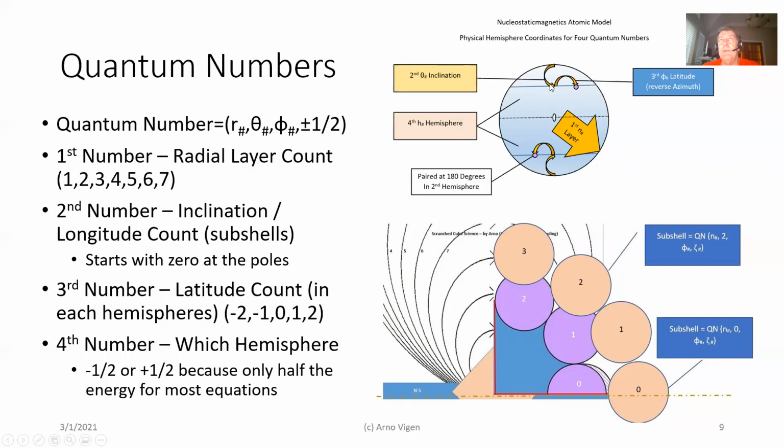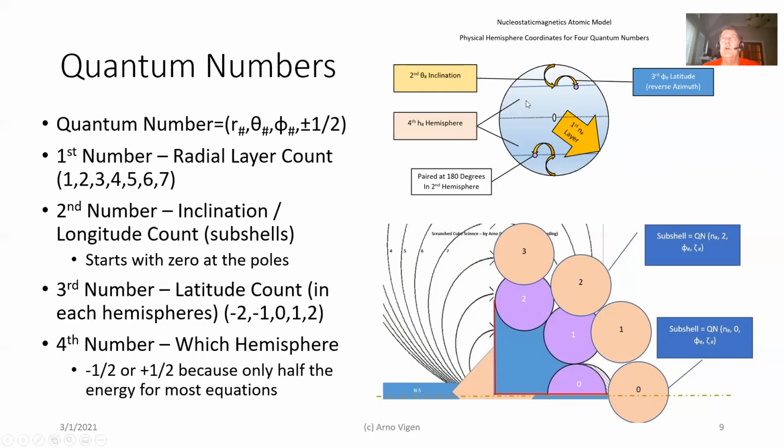And again, that's the same as a longitude on a globe, but since we're using the axis, we want to do an inclination, all right? The third number is the latitude. How many count of electrons are evenly spaced at that latitude? And again, the inclination, the second number, is how many are there from the poles to the center. And then the fourth number is which hemisphere, because you still have these Pauli pairs at 180s, one in this hemisphere, and it always tries to have a second one in the other hemisphere.